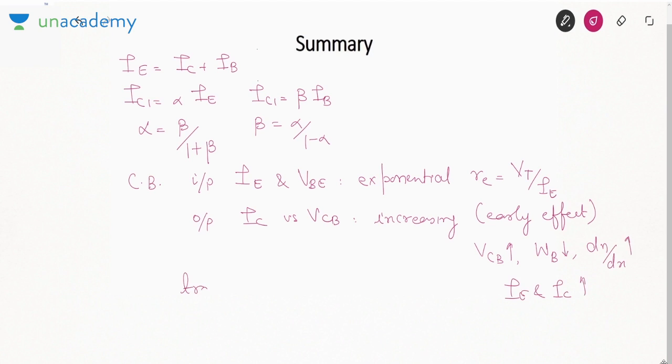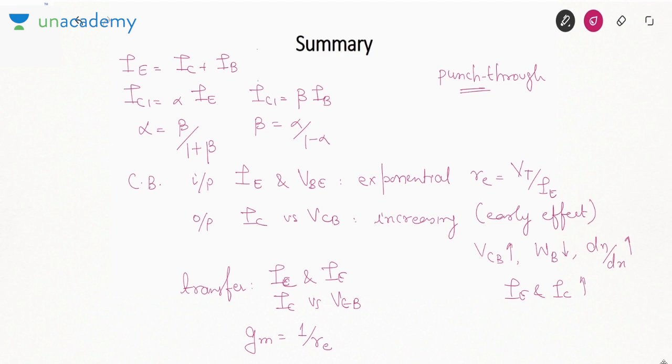Then we talked about transfer characteristic, that was between IE, IC versus VEB. Here we define transconductance, which was coming out to be 1 by RE. And I also introduced you to a term called punch through. And then we saw the application of a common base configuration of BJT. Okay, that much we have learnt in this video.